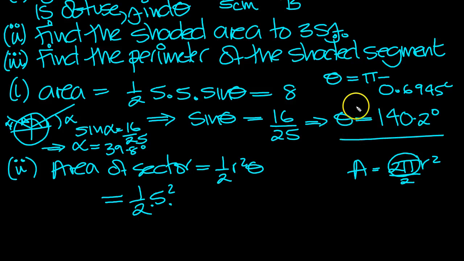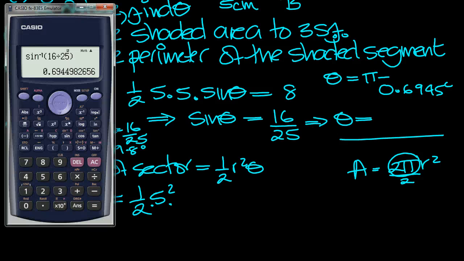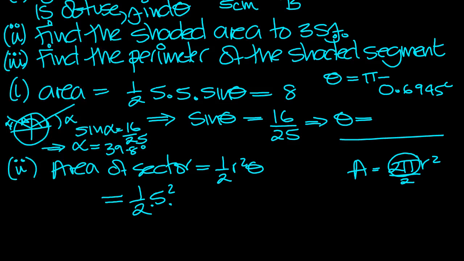So let's put that down then, because we seem to be working in radians, don't we? So let's make sure we do that then. So it's shift pi minus 0.6945 equals 2.447. So I'm going to leave it nice and accurate, 2.447 dot dot dot. So there's our theta in radians.